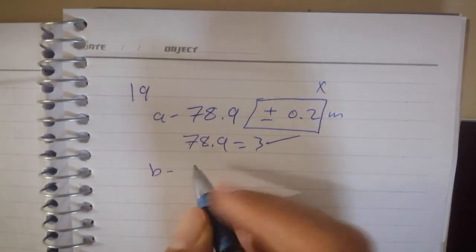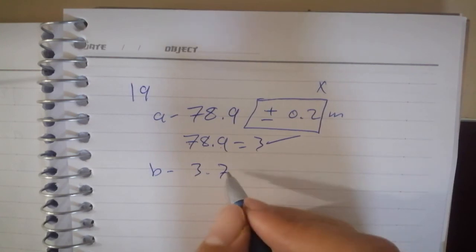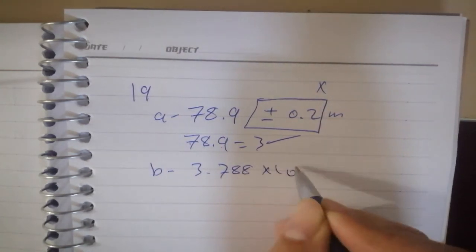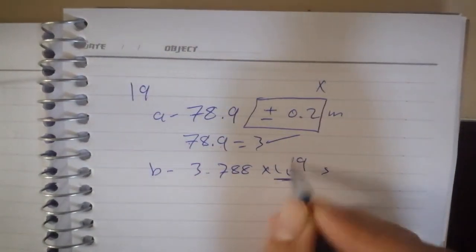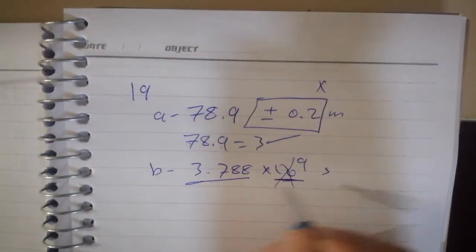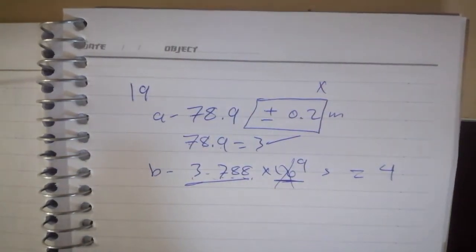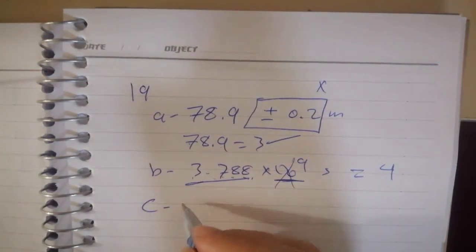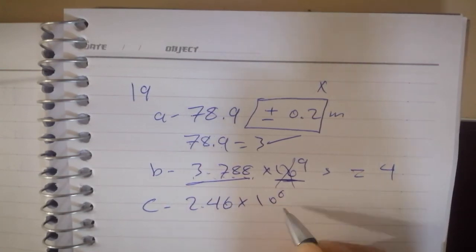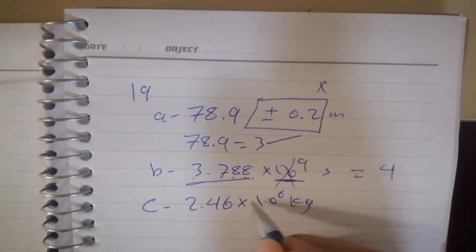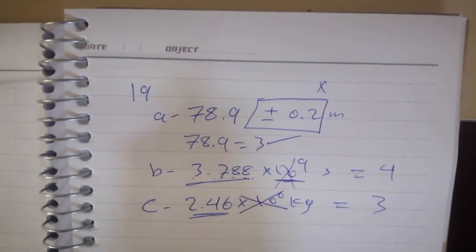B, it says 3.788 multiplied by 10 to the power 9, which is giga seconds. Powers are not significant figures. We will not count them. I have 4 significant figures here, because they are non-zero: 1, 2, 3, 4. All right, let's go to C. It says 2.46 multiplied by 10 to the power 6 kilograms. Again, the power is not significant, so I'm left with 3 significant figures. That's C, which is 3 significant figures.